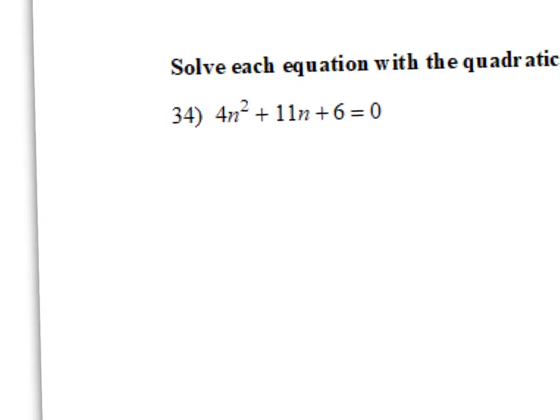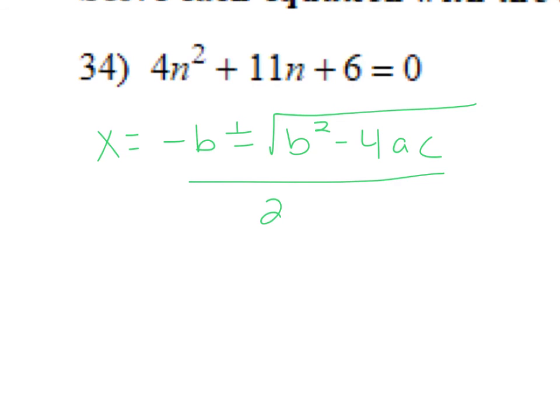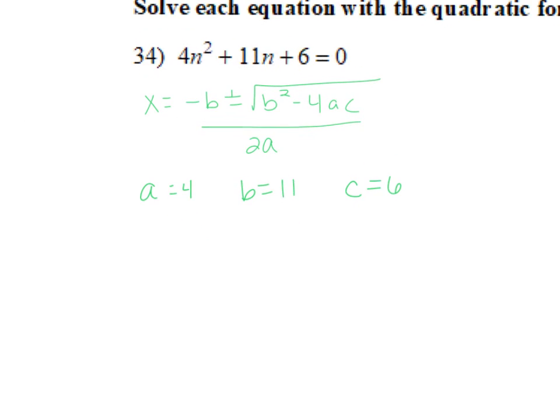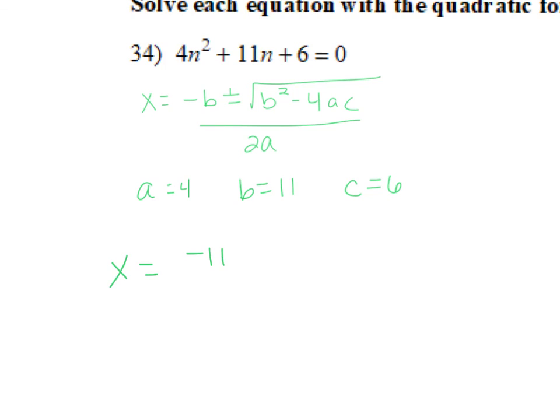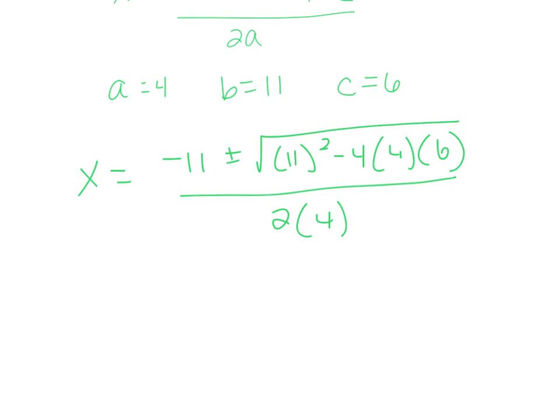All right, on 34, solve using the quadratic. Keep in mind that we're looking for the opposite of b plus or minus the square root of b squared minus 4 times a times c, all over 2a. That's not right. How about 2a, not 4? All right, so now my a value is 4, my b value is 11, and my c value is 6. So I've got x equals, the opposite of b would be negative 11 plus or minus 11 squared minus 4 times a times c, all over 2 times 4. Now let's type inside the square root first. So I'm going to put this in my calculator first.